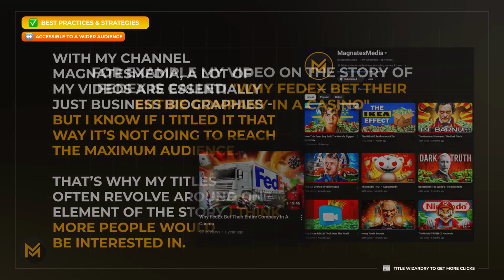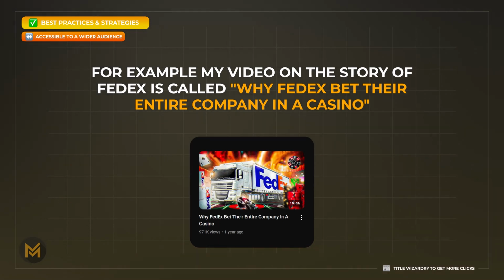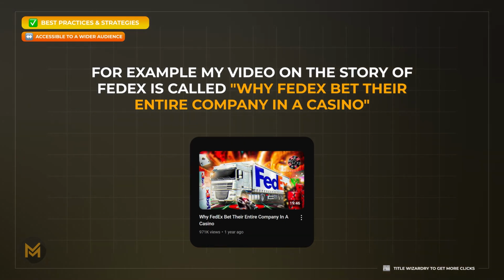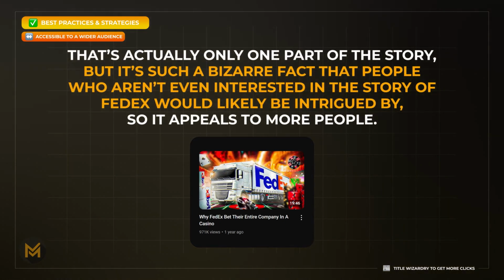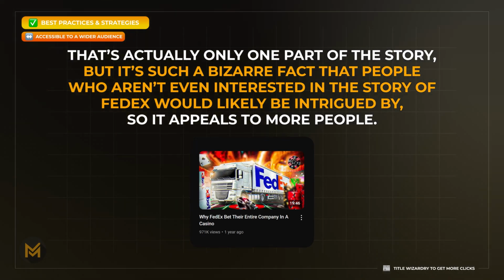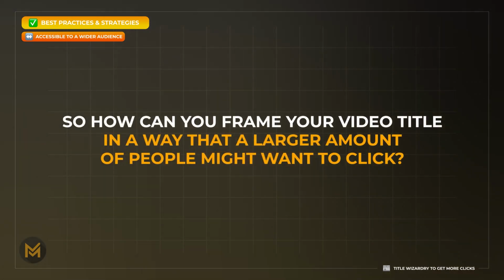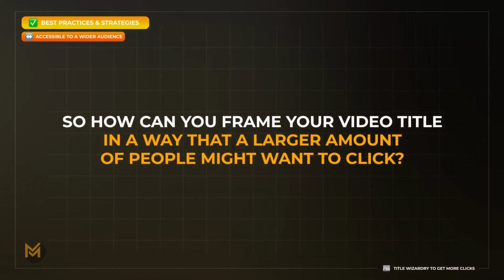For example, my video on the story of FedEx is called Why FedEx Bet Their Entire Company in a Casino. Now that's actually only one part of the story, but it's such a bizarre fact that people who aren't even interested in the story of FedEx would likely be intrigued by it, so it appeals to more people. So how can you frame your video title in a way that a larger amount of people might want to click?